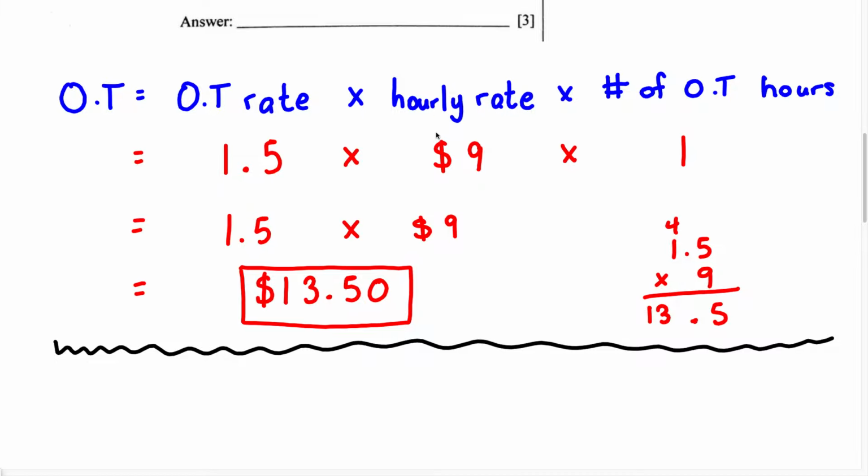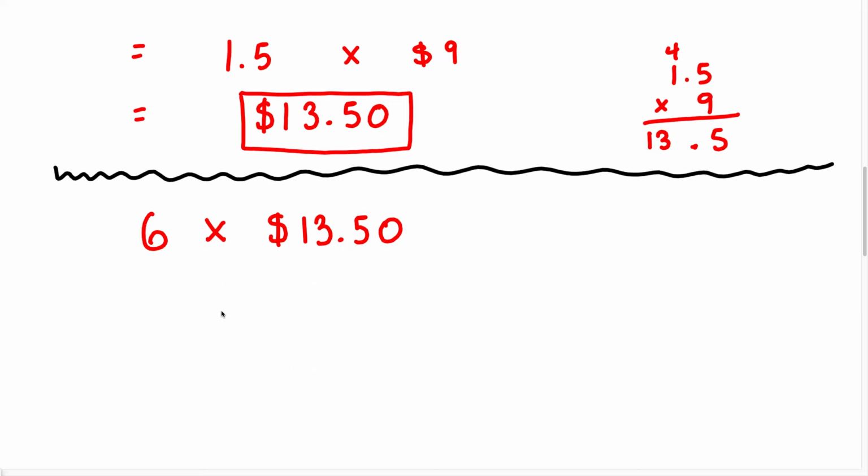Okay, so we have 6 hours of overtime. So we're going to say 6 multiplied by $13.50. Once again, we have a decimal being multiplied by a single digit whole number. Therefore, we're just going to use the trick again. So we're going to set this up to look like this. Because $13.50 has more digits, we're going to write that first. We won't write the money sign, but 13.50 multiplied by 6.